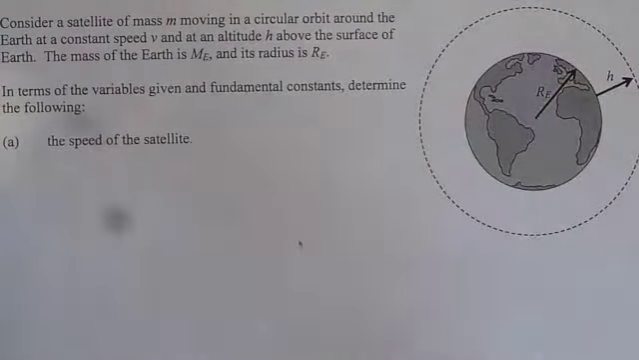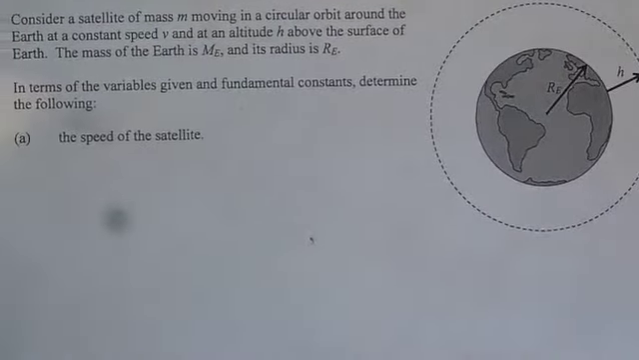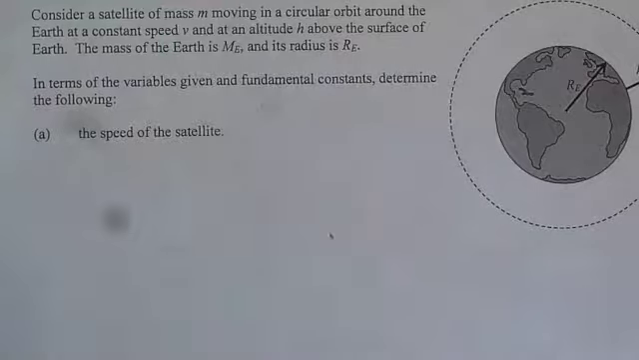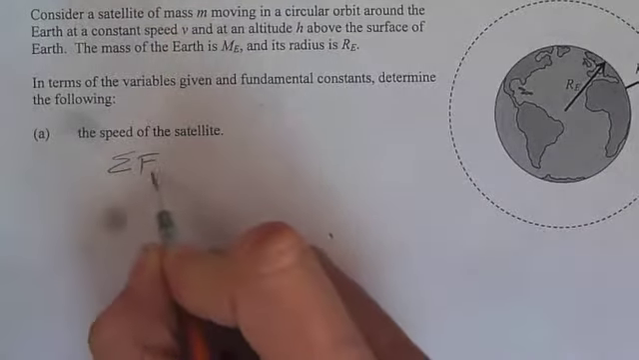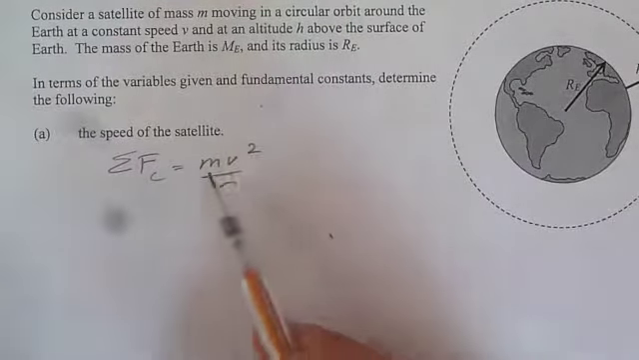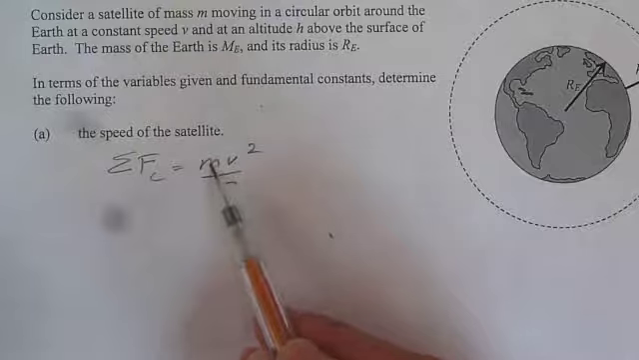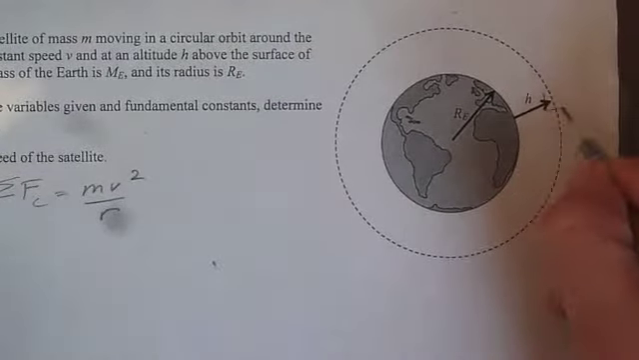Okay, so the question is entirely in variables, and the first part asks you to find the speed of the satellite. So say to yourself, okay, it's moving in a circle. I know there's centripetal force then. And when you write down the equation for centripetal force, this is always the mass of the object moving in a circle. So clearly I'm calling my satellite, draw a picture of my satellite.